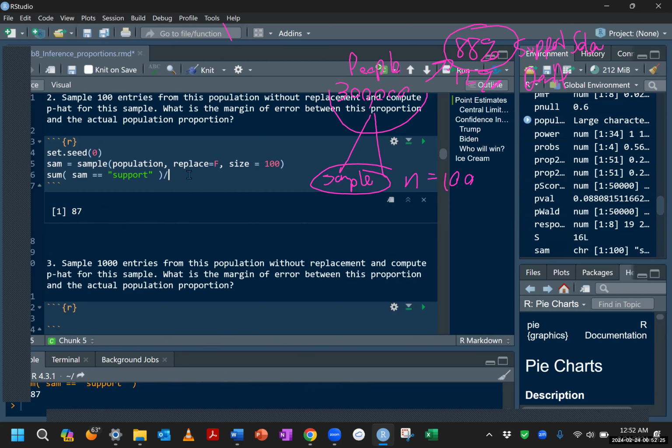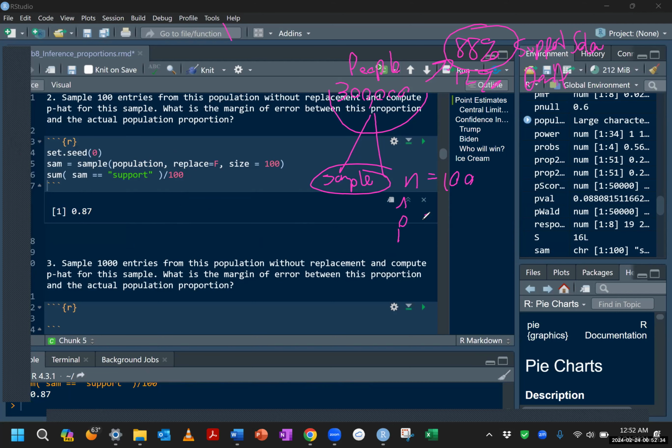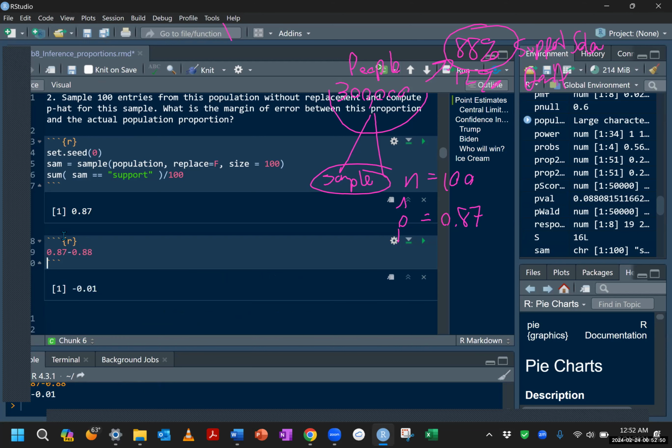So the proportion would be out of 100. I got an 87% sample proportion. So in this sample of 100 people, p hat, the proportion of people who supported this expansion of solar energy, was 87%. Notice I'm getting a little closer. So let's find my margin of error, 0.87 compared to the 88%. So we're only at a 1% margin of error between these two, between my proportion and my sample.